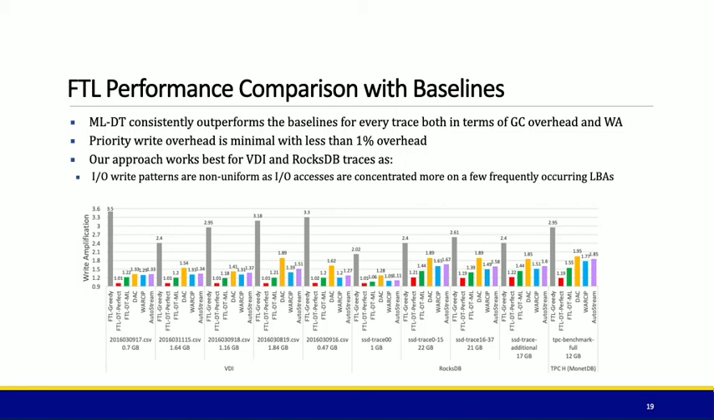From the figure, we can see that DAC performs the worst, while Warship and AutoStream perform the best among the baselines, achieving comparable performance on TPCH benchmarks with lower number of blocks. However, they perform much worse on VDI-based workloads, and Oracle DT achieves near optimal write amplification for RocksDB and VDI traces and, as expected, performs best. Our approach, MLDT, works best for VDI and RocksDB traces where I/O patterns are non-uniform and accesses are concentrated on a few frequently occurring LBAs. The performance is comparatively worse for traces which have more uniform distribution of LBAs, for example, TPCH.